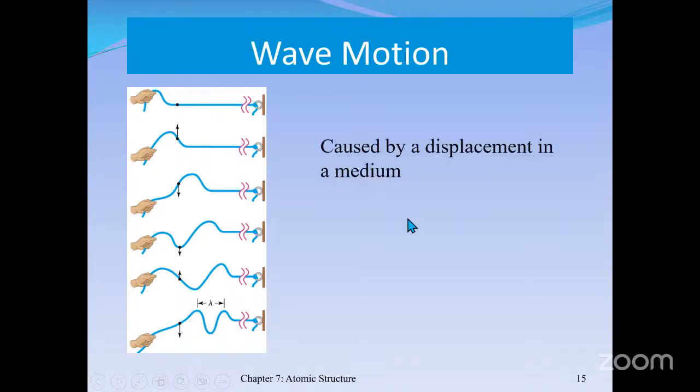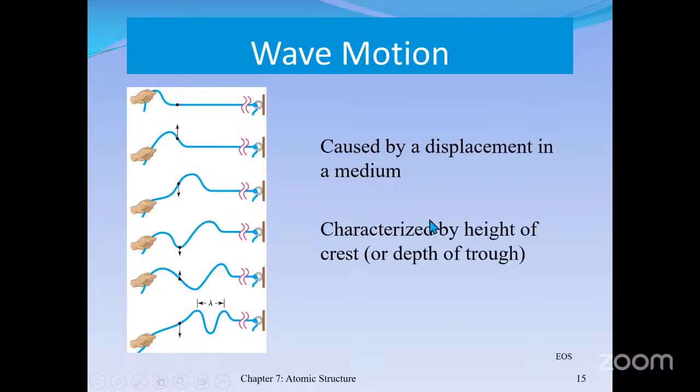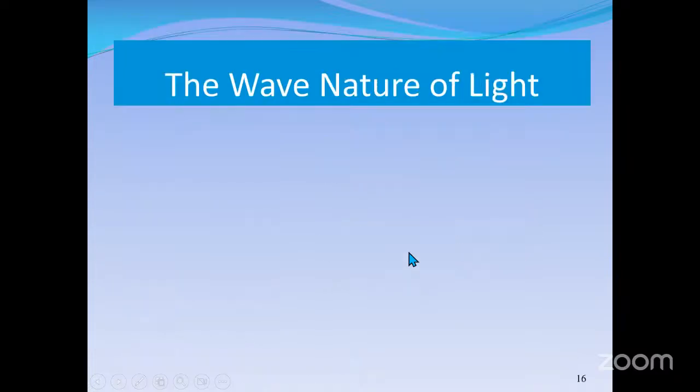So understanding different properties of the waveform in this situation will become important when it comes to understanding the waveform in electromagnetic radiation that we're going to discuss shortly, right? As stated here, the wave is characterized by several things. One of them would be the height of the crest or the depth of the trough, all right?